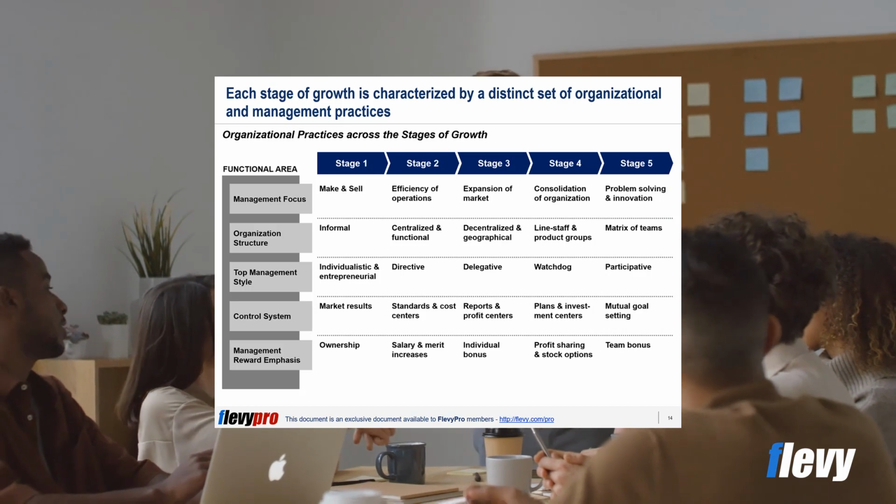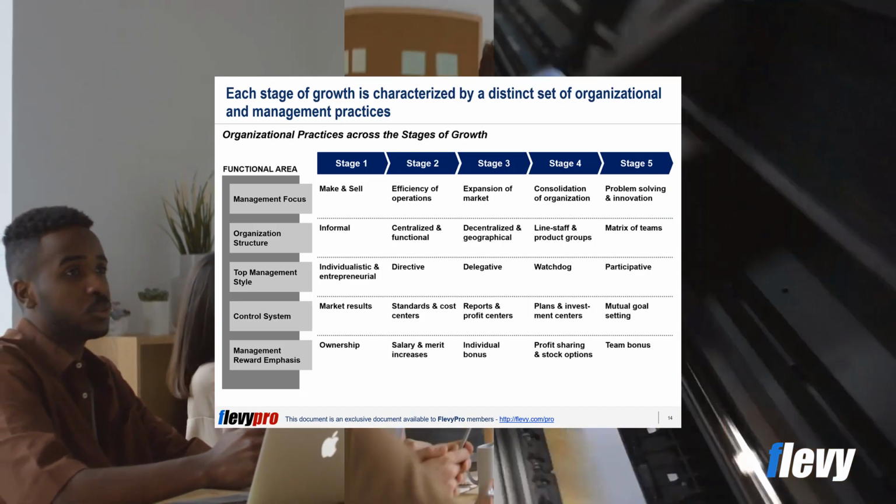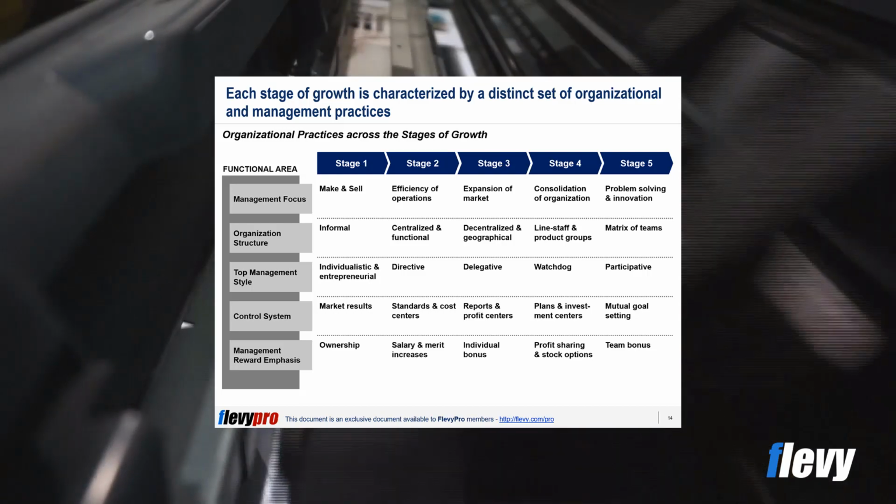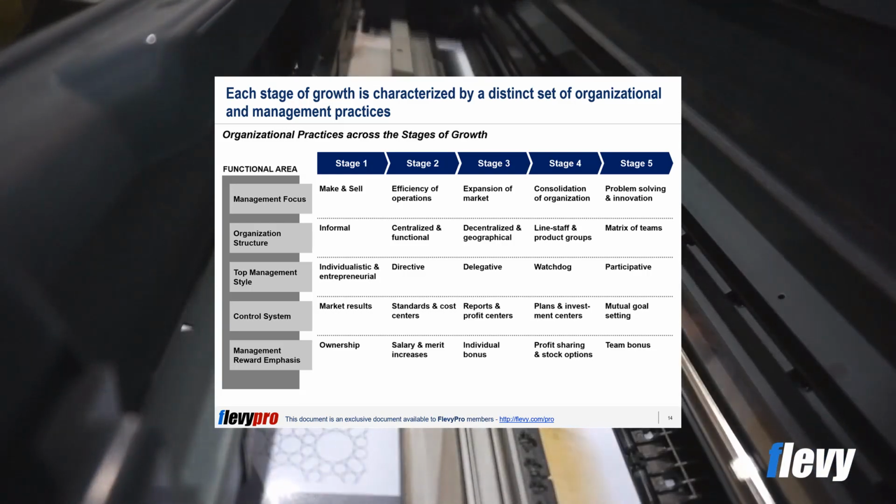So, at what stage of growth is your organization at? Can you see the impending crisis emerging? Leave your thoughts in the comments below.